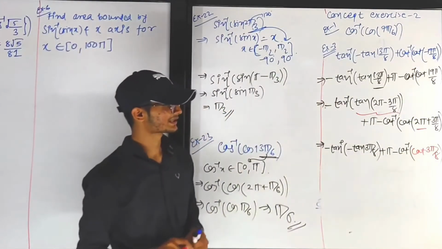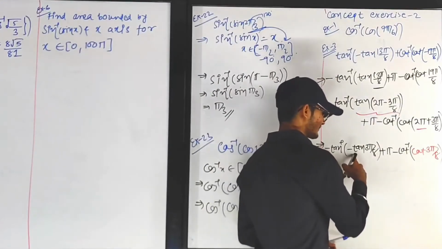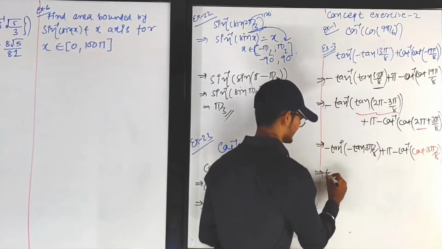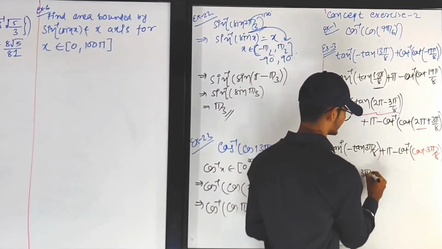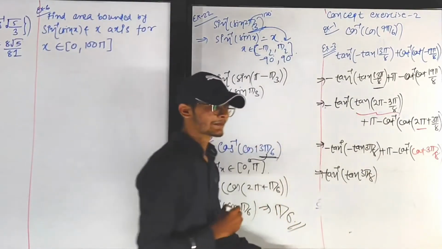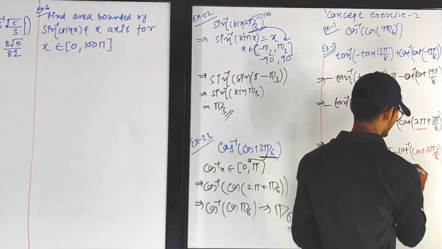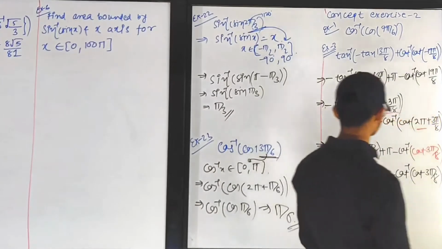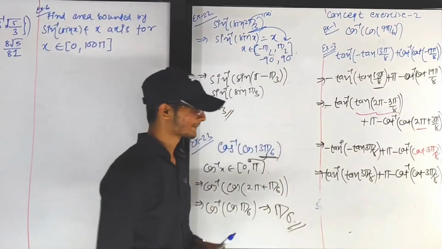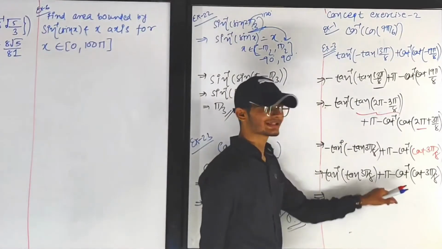cot inverse of cot 3 pi by 8. Now here tan inverse is again an odd function, so minus minus plus, so tan inverse of tan 3 pi by 8. Here plus pi minus cot inverse cot 3 pi by 8. So here now tan inverse tan 3 pi by 8.